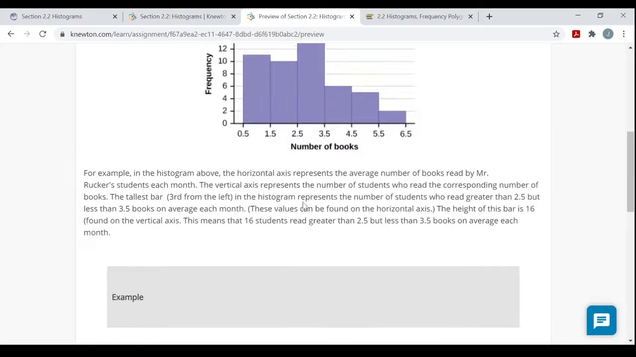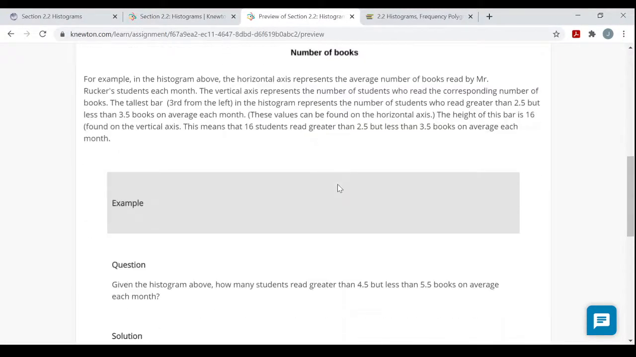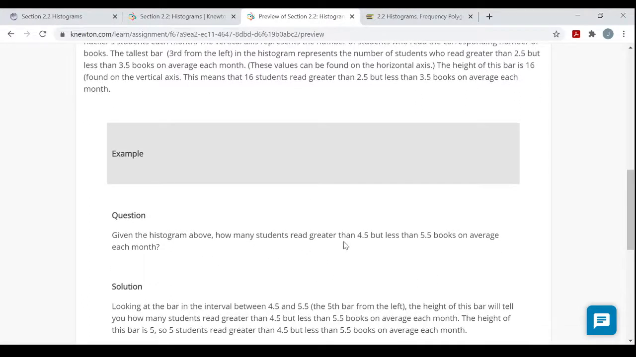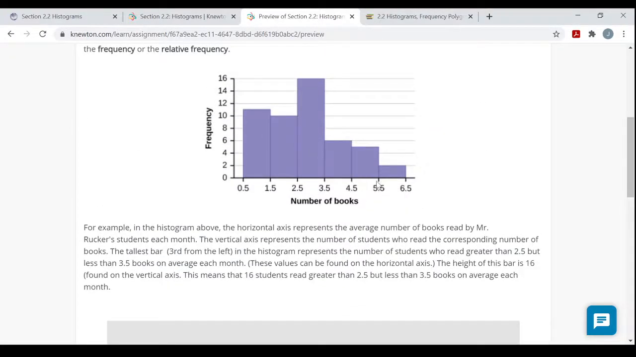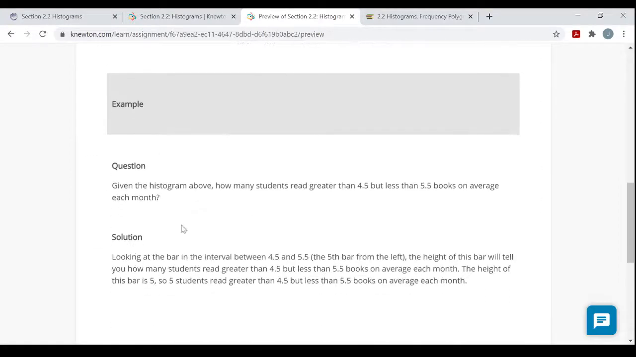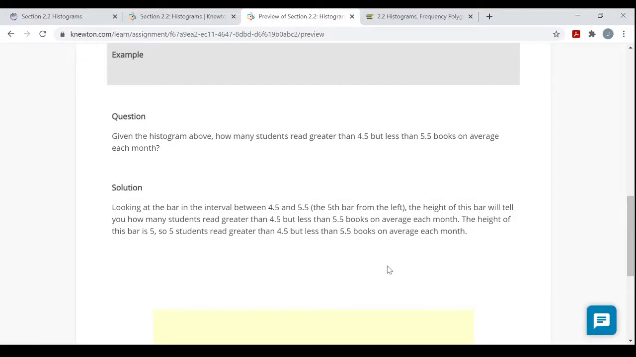Given the histogram above, how many students read greater than 4.5 but less than 5.5 books on average each month? So go to the 4.5 to 5.5 on the horizontal axis here, 4.5 books to 5.5 books in a month, and then the height of the bar will be the frequency, which looks like between 4 and 6 here. So looks like 5 students. And look at that, the height of the bar is 5. So 5 students read greater than 4.5 but less than 5.5 books on average each month.